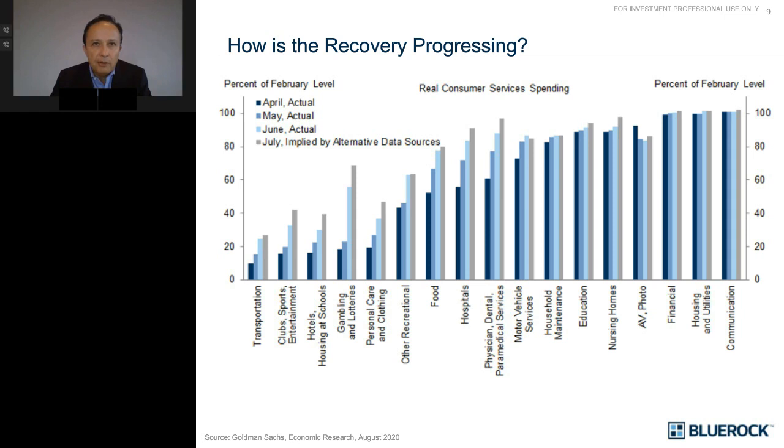You've got industries that are much more impacted by this crisis, and the damage there is going to be much larger, and potentially some of it's going to be permanent. That's transportation, clubs, sports and entertainment, hotels, student housing, gambling, restaurants, and so on and so forth. So that's one snapshot of the recovery.